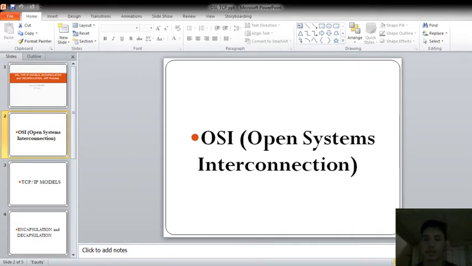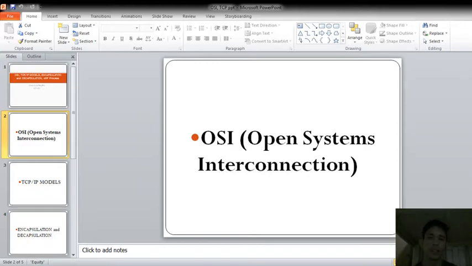So the next layer I'm going to discuss is the network layer. In the network layer, it defines device addressing, routing, and path determination. Device addressing is used to identify a host on a network, for example by its IP address.